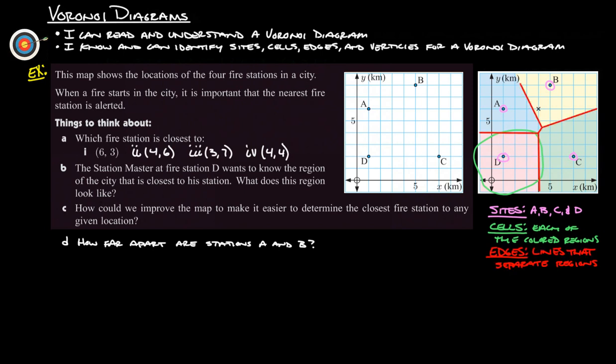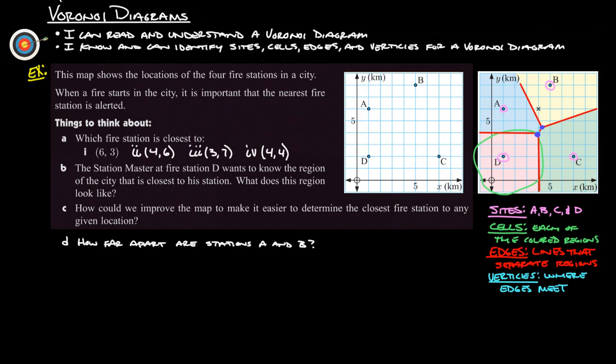We also have edges. Edges are all these lines that separate 2 different cells. And then we also have vertices, and the vertices are where the edges meet. So we've got vertices, and then edges, and then cells, and then the sites within those. So that should hopefully help us to better figure out this stuff here.